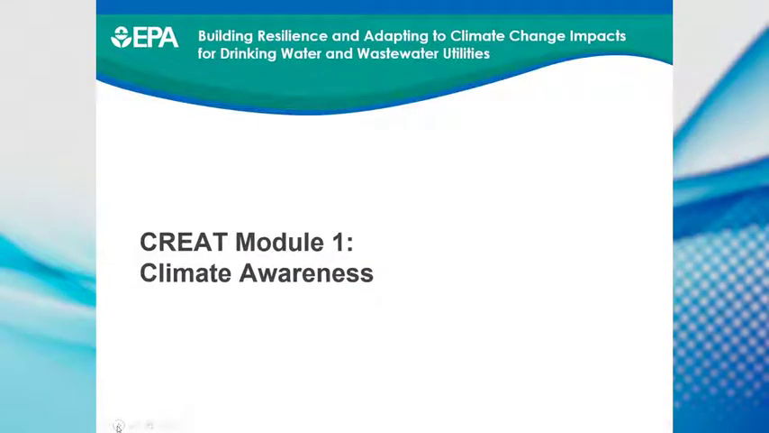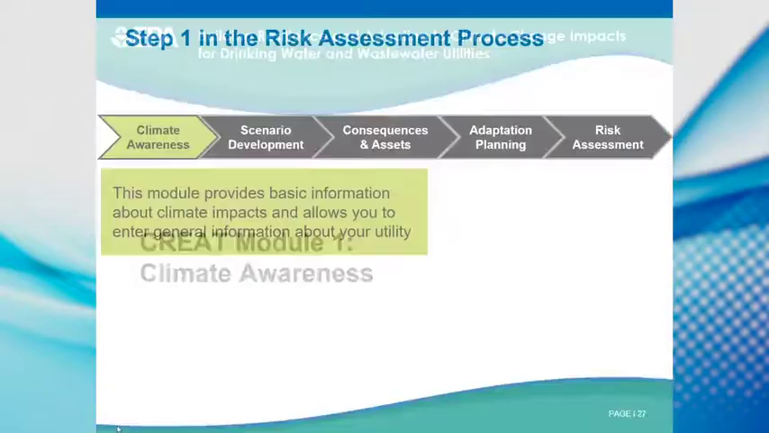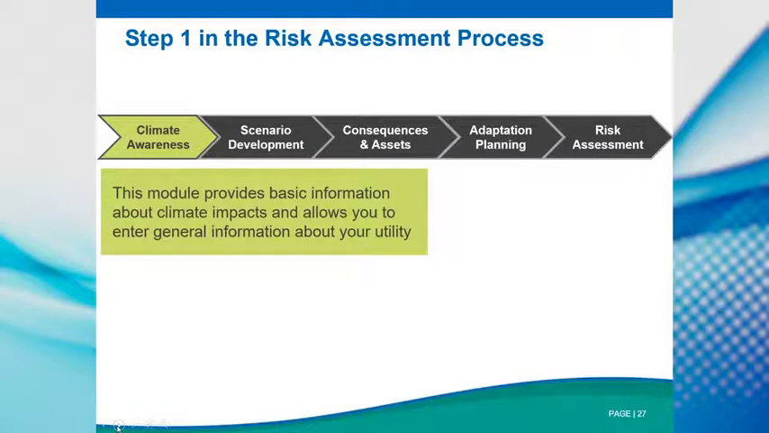Okay, so we're going to go ahead and just jump right into our first module. This is module 1, climate awareness, and we're just going to start the deep dive. So this is that risk assessment process. Mary Jo just showed it, but it's formatted a little bit differently. There are 5 modules, organized from left to right. We're going to complete them in order.